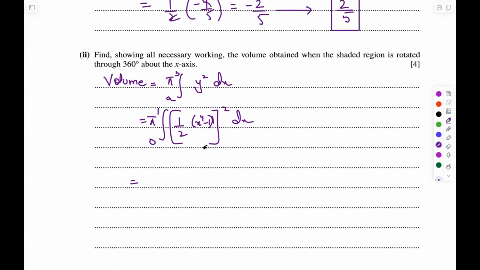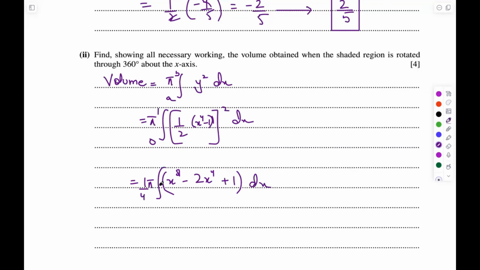So expanding x power 4 minus 1, that will become x power 8 minus, so that will be a squared minus 2ab, so that will be 2x to the power 4 plus 1, and we can keep the 1 upon 2 whole squared, which is 1 upon 4, outside with pi.